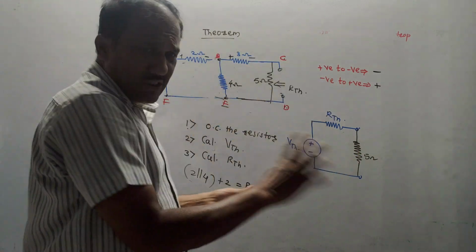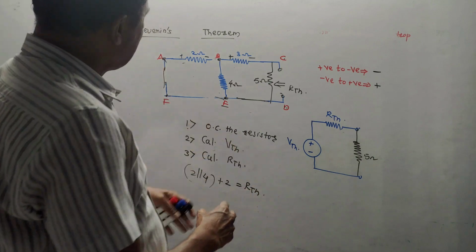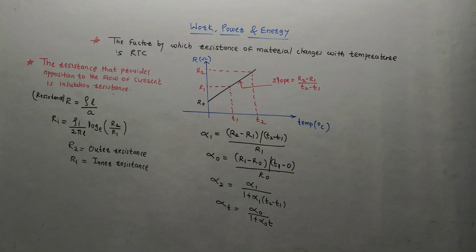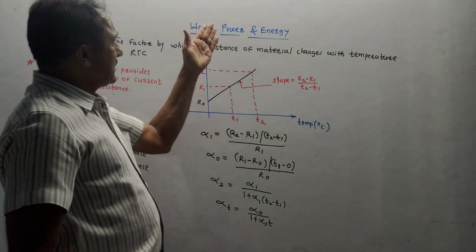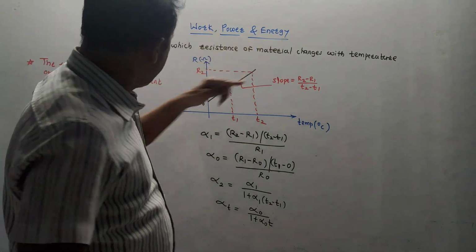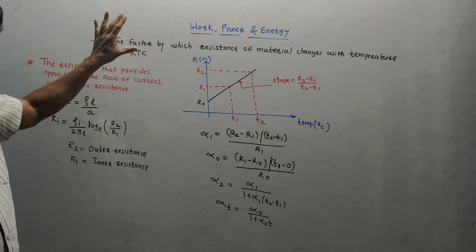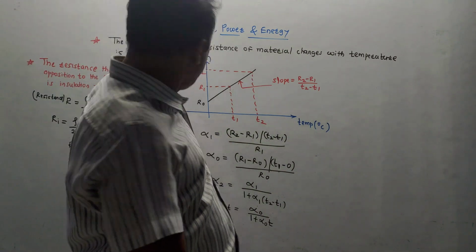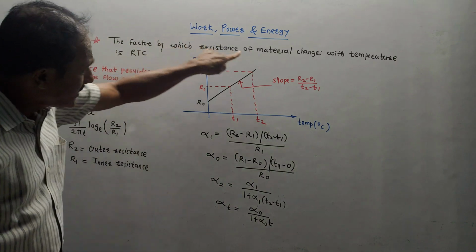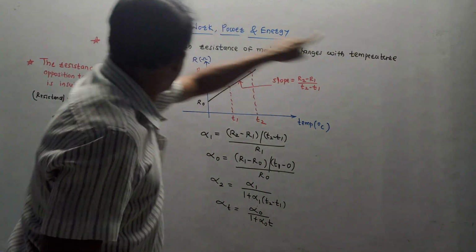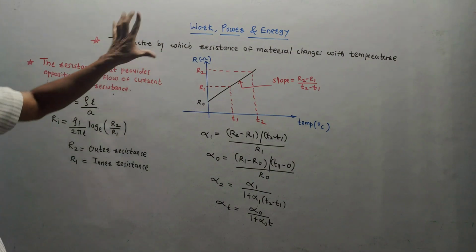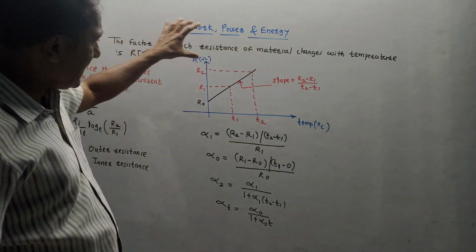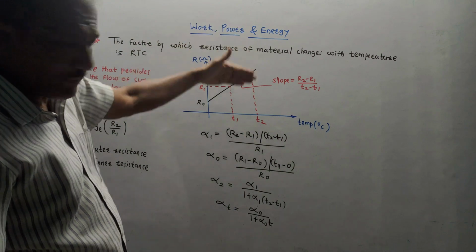So this was about the unit number 5, that is DC circuit. Now let us talk about the last unit. The last unit is unit number 6, work, power and energy. First we will discuss the definition of one term, that is RTC, resistance temperature coefficient. The factor by which resistance of material changes with temperature is RTC. Now, do remember the typical graph. The question can be like this: define RTC and explain it with respect to the graph.